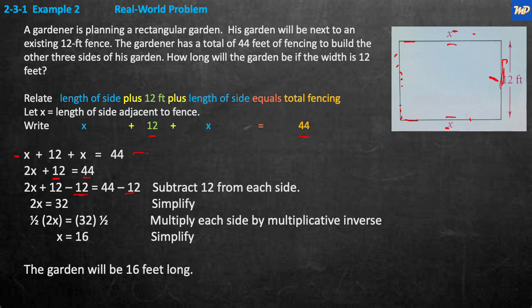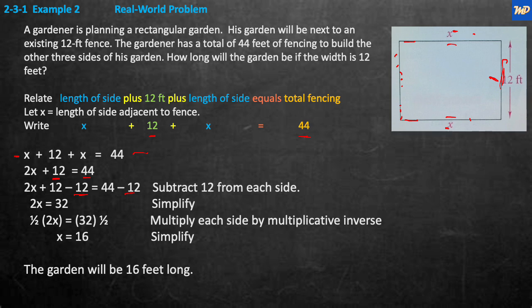Because we had to subtract 12 from both sides using the what? The subtraction property of equality. Now we have 2x equals 32 because 44 minus 12 is 32. So we have to divide both sides by 2 or multiply both sides by the multiplicative inverse of 2, which is 1/2. In this case, I chose to use the 1/2.